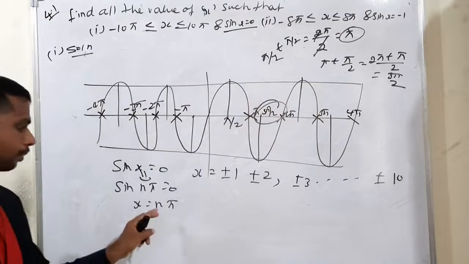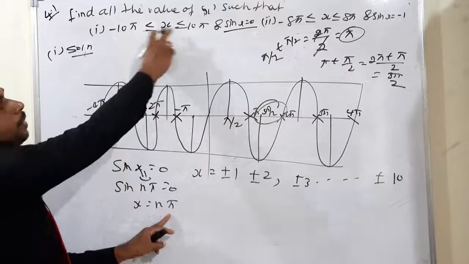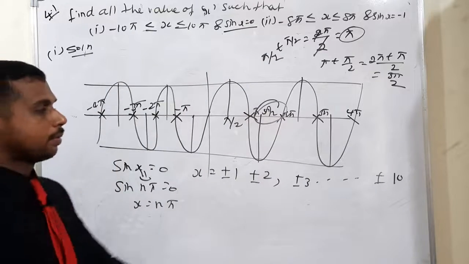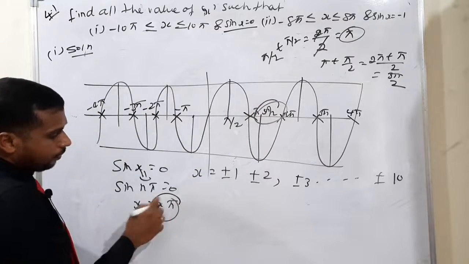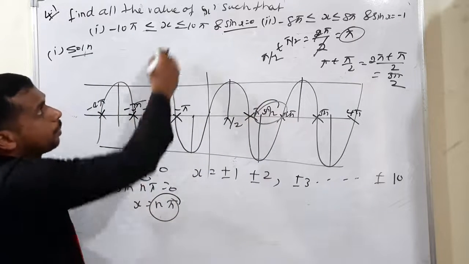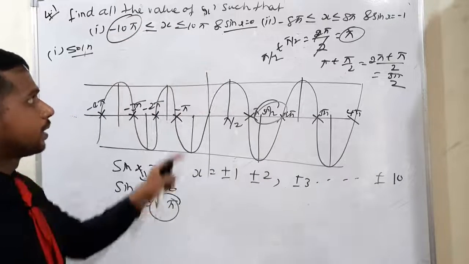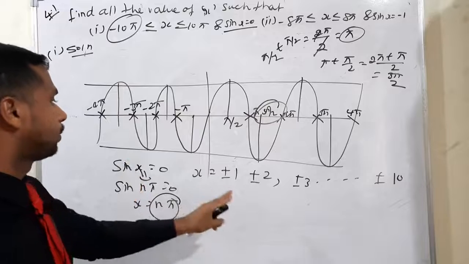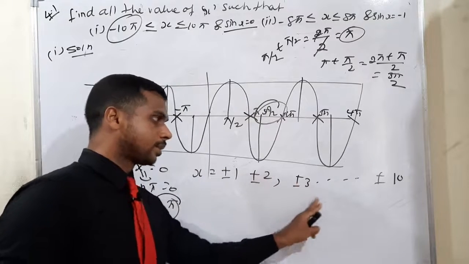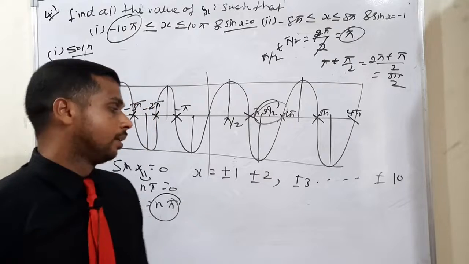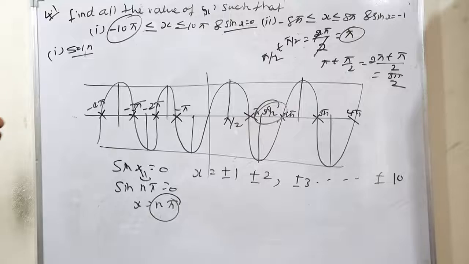If you take plus or minus 7, plus 7 means 7 pi, a suitable value, because it is in between. Again plus or minus 10 also: instead of n we can apply 10, so x is equal to 10 pi is possible, and minus 10 pi to positive. That's why I am saying when sin x is equal to 0, the possible values are x is equal to plus or minus 1, plus or minus 2, plus or minus 3, and so on, up to plus or minus 10. This is the answer for subdivision 1. Okay, I am moving to subdivision 2.